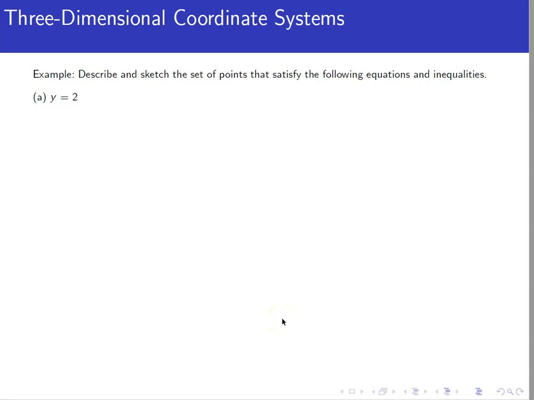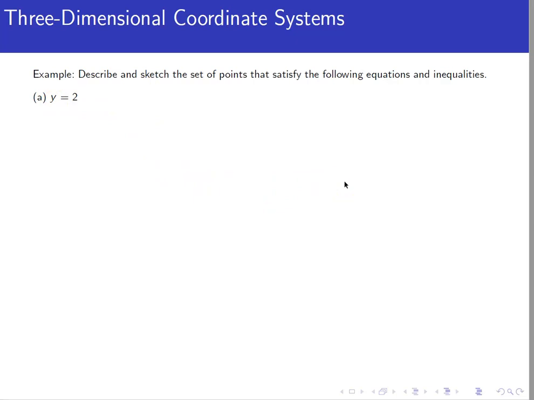One of the things that we'll be doing in this chapter is looking at sets of points that satisfy certain characteristics. So let's look at this example where it asks us to describe and sketch the set of points that satisfy either the following equations or inequality. In this case, we have y equals 2. This should remind you of what we have in 2 dimensions, where if you have y equals 2, that gives you a horizontal line, because it says that the y-coordinate has to be 2, but the x-coordinate could be absolutely anything. There's no restrictions on what the x can be. So in 2 dimensions, you would have that horizontal line at y equals 2.